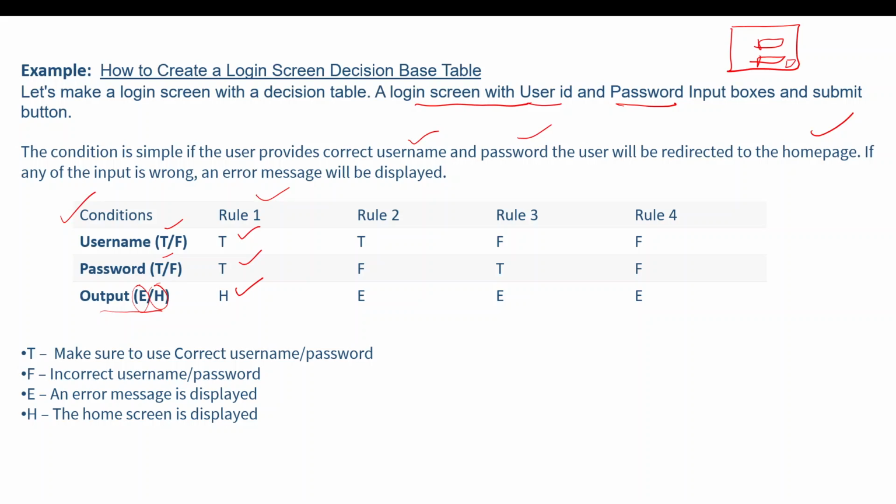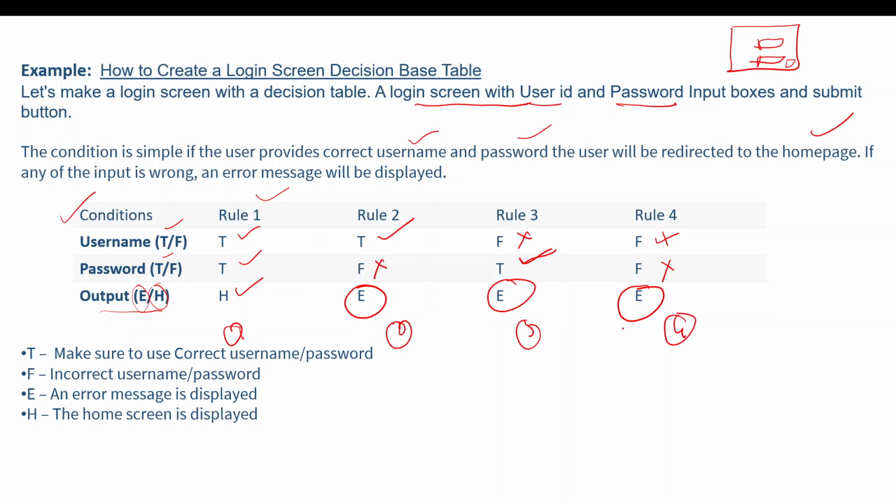What about rule 2, what does it say? If username is correct but the password is wrong, then we should get an error message. What does rule 3 say? If username is false and password is correct, then we should get an error message again. And if both are wrong, username and password both are incorrect, then we should get an error message. So these are the different rules, guys, and from here we can derive 4 test cases. This is the first, second, third and fourth test case, right?